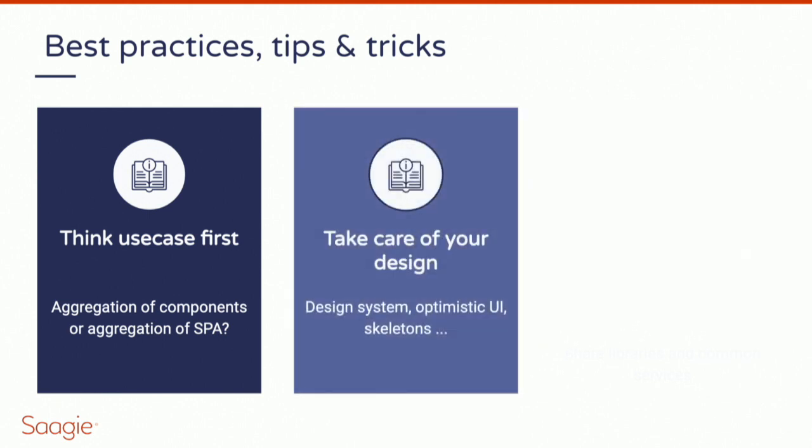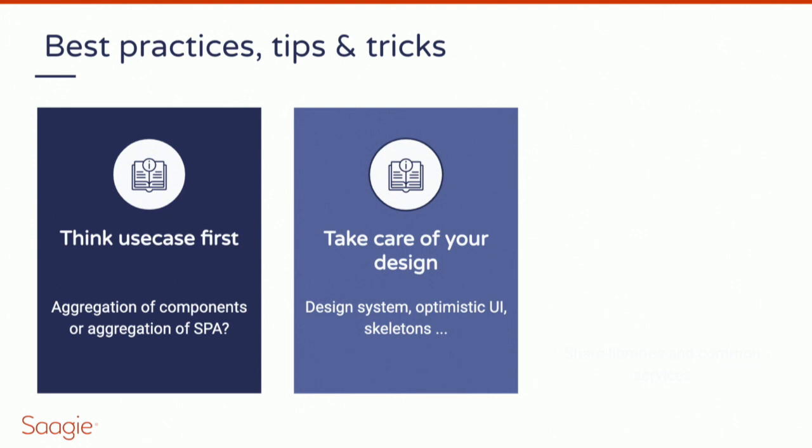Take care of your design. This one is very important too. So you can think about design system, but you can also think about other solutions like optimistic UI, which is neither a framework nor an architecture. It's just taking the approach that in most cases, all API requests will be responded positively. They will have a positive answer, you will retrieve the data, or the action will be saved, etc.